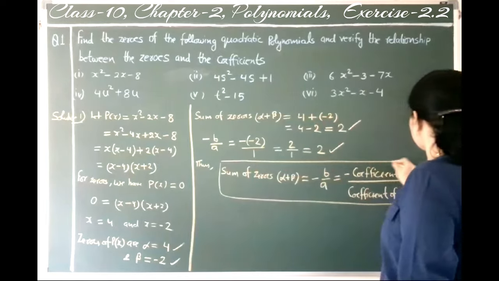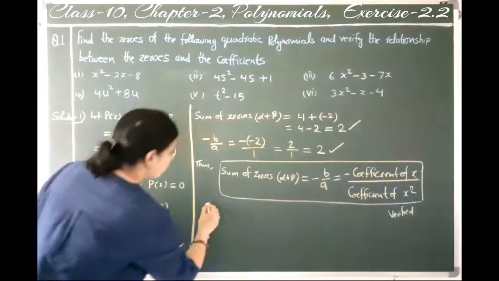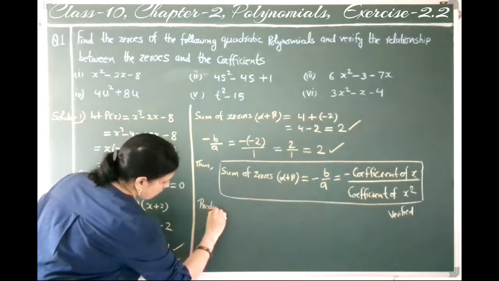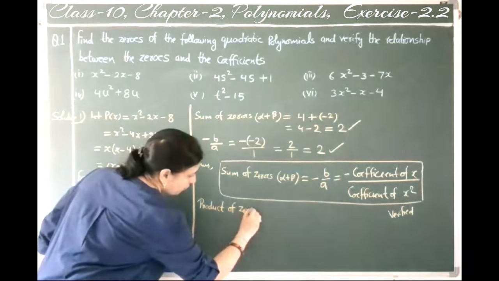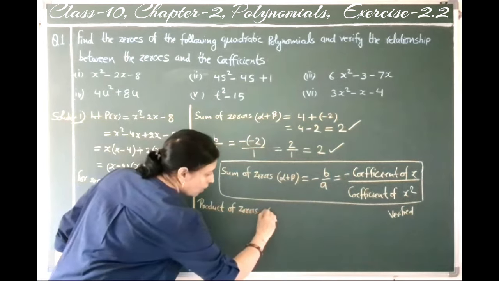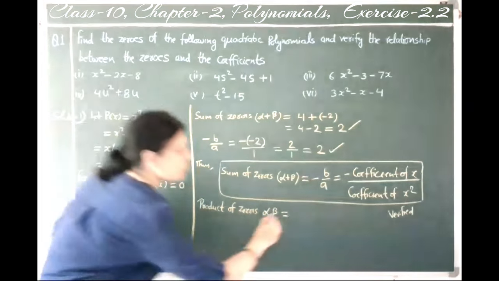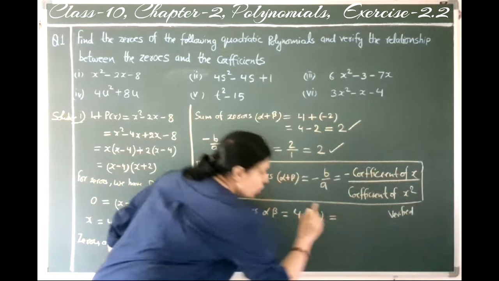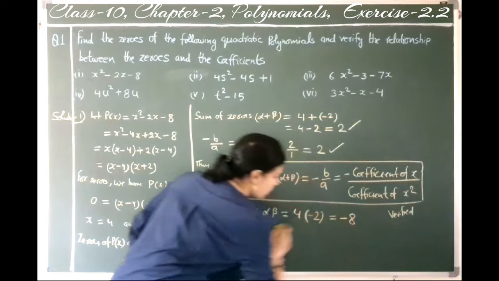Okay, now we have to verify product of zeros. So write here product of zeros, alpha into beta. Alpha is equal to 4, so write here 4. Beta is equal to minus 2. So 4 twos are 8, and here it is minus. So it is minus 8.